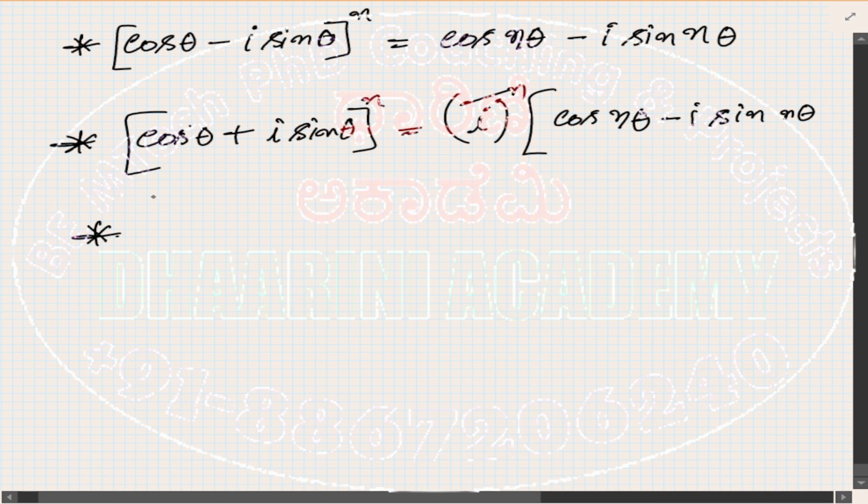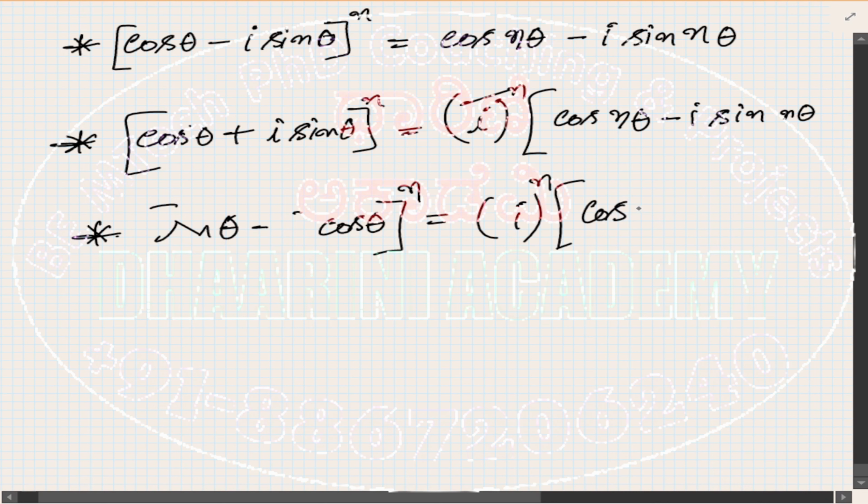Then let's go to the third one. If we try to write (sin theta minus i times cos theta) to the power n, this is always equal to, now you see, this is minus i to the power n into (cos n theta plus i sin n theta).